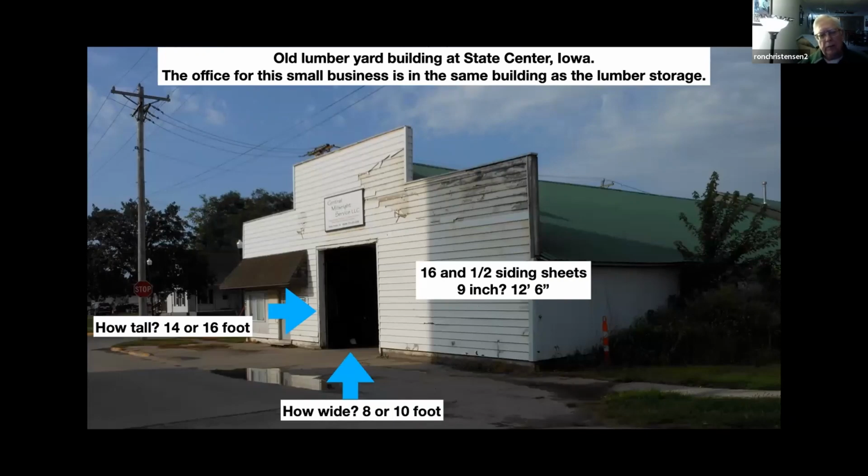The first thing I was concerned about is how big this building was. I looked at the siding, and it looked like it was 9 inches wide. If that's the case, there are 16 and a half of them, which would be 12 foot 6 inches on the one side to the lower part. Then I got thinking about how high the door was. If it's only 12 foot 6, the door can't be 14.6.